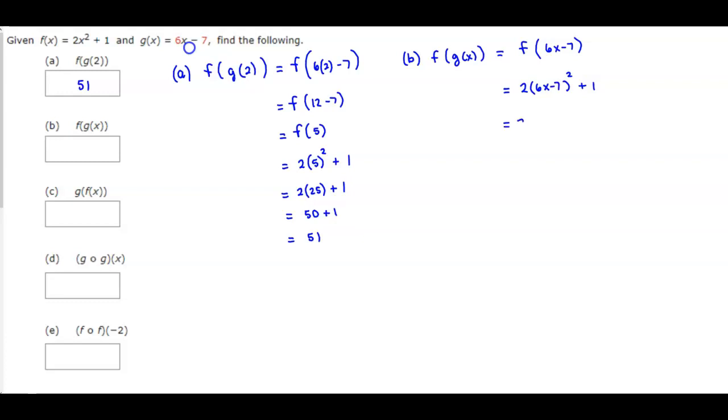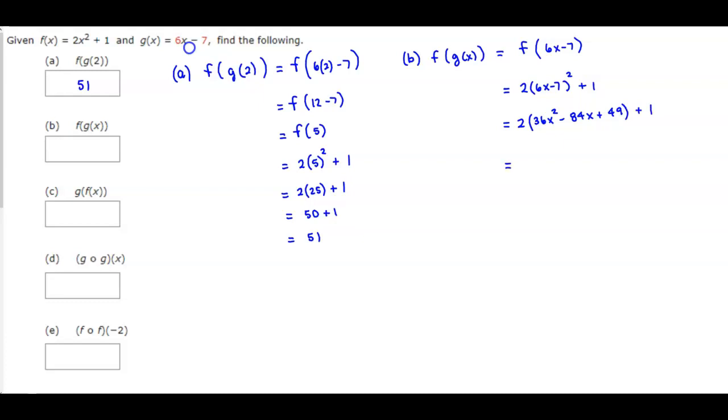So now we have 2, and then if we square 6x minus 7, that is a perfect square trinomial. So that's 2 times 36x squared, minus 84x, plus 49, plus 1.